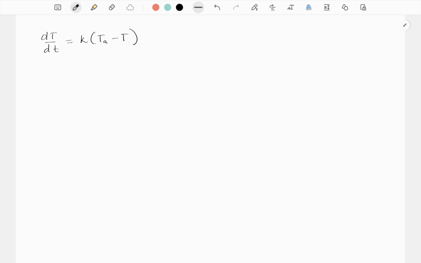Okay, great. So how can we solve this kind of differential equation? Well, I'm going to show you that there's two ways to do this. The first way is separation of variables. The second way is to use the integrating factor method. Both techniques will result in the same solution.